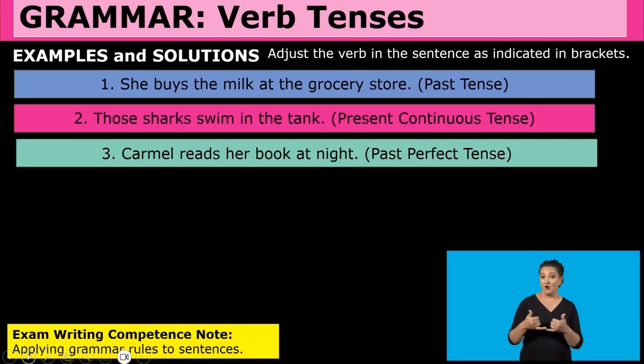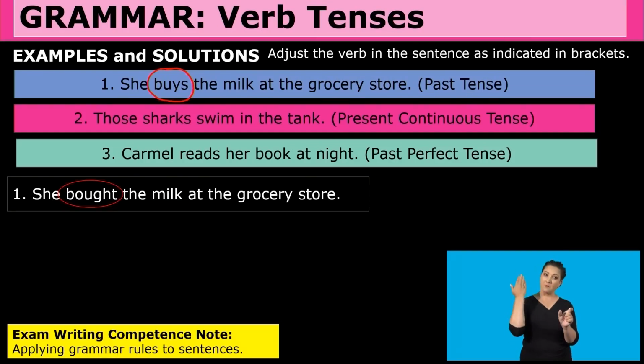She buys the milk at the grocery store, in the past tense. Now, what must you do? You first circle the word, your verb in the sentence. And remember, you're going to apply your space of time. It is past tense, so buys goes to bought. These are those irregular verbs where the root form of the word is going to change in the past tense, and we don't simply add ed.